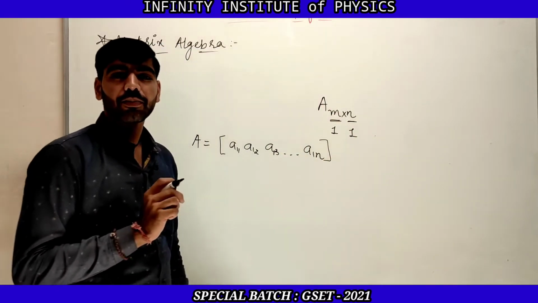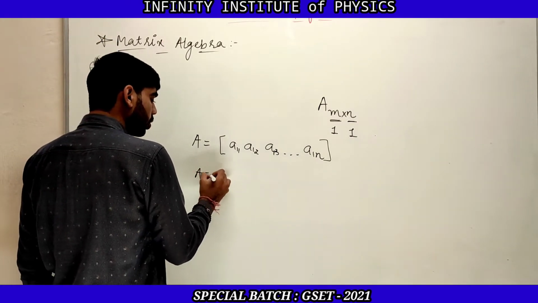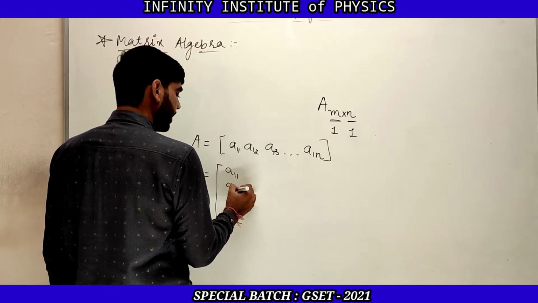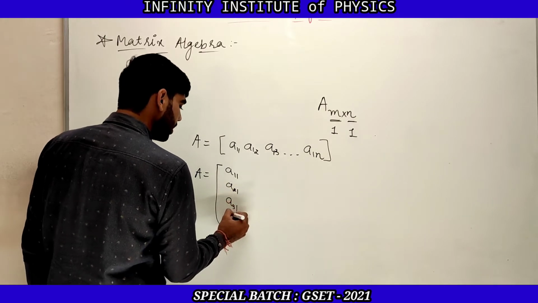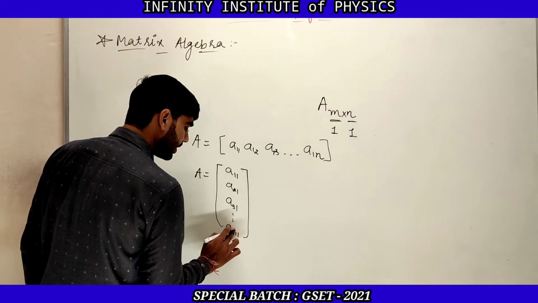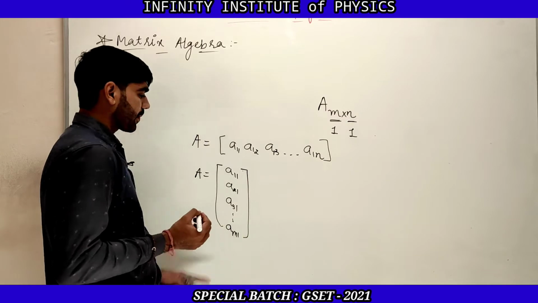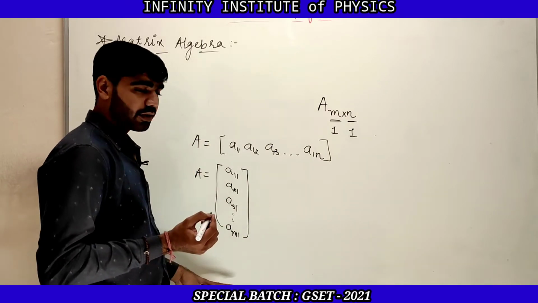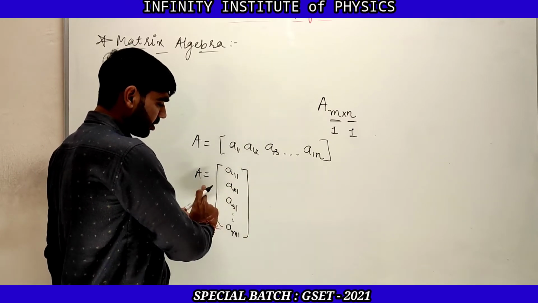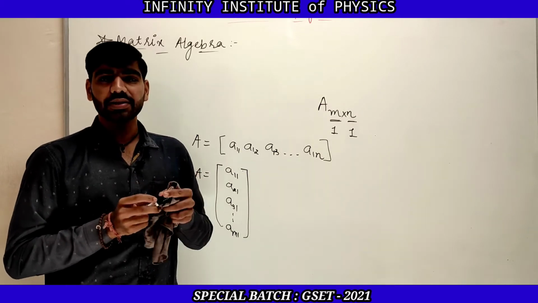And similarly, in particular if the value of n is equal to 1 and m in general you can take any positive natural number, then it will be the column matrix. That means a column matrix can be written as a11, a21, a31 up to a_m1. Sorry, not n, but m, because we are taking m rows. So here you can see that there is only one column, but there are m rows: a11, a21, a31 up to a_m1. So this is known as a column matrix.